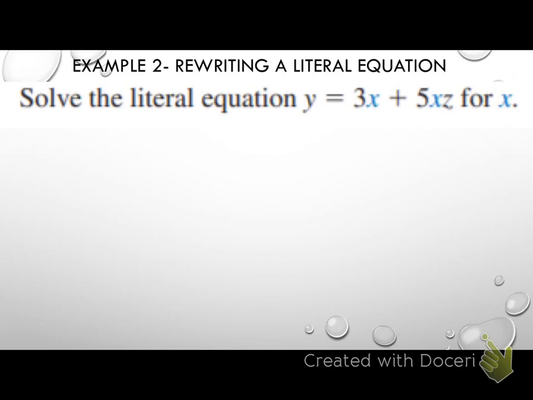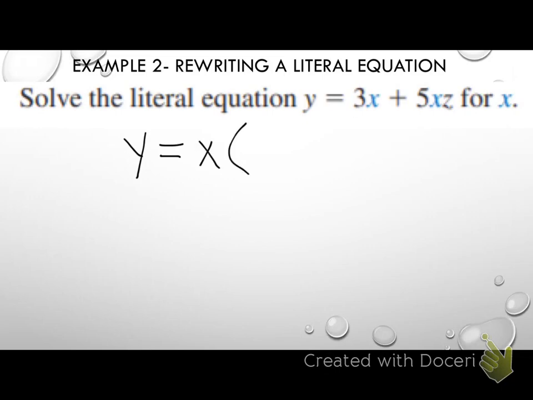Does that make sense? But we're also going to deal with variables here. We're just going to look at the variables. What variables do these two things have in common? x. So what I'm going to do is what we call factoring out an x.